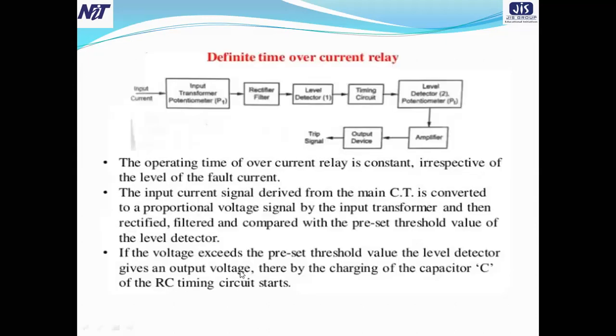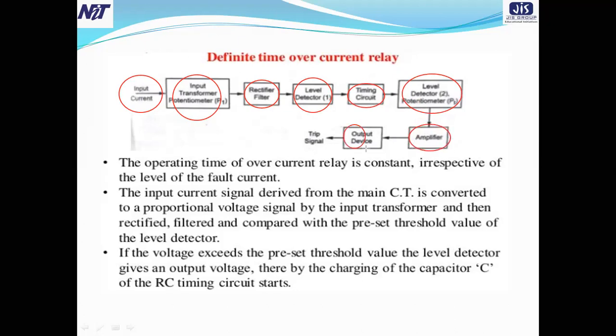Now the definite time overcurrent relay. If you follow, you will find that there is the input current, then the input transformer, or you can say the potentiometer, then it goes through the rectifier or filter to the level detector. After the level detector, there is a time circuit. Then it goes to level detector 2, which again has a potentiometer. The output goes to the amplifier, and finally to the output devices, and at the end we get the trip signal. This is for the definite time overcurrent relay.